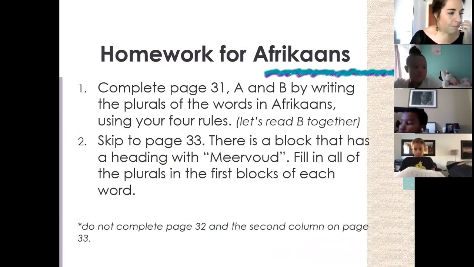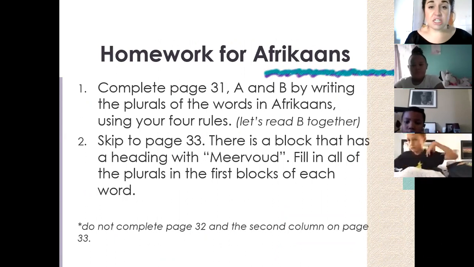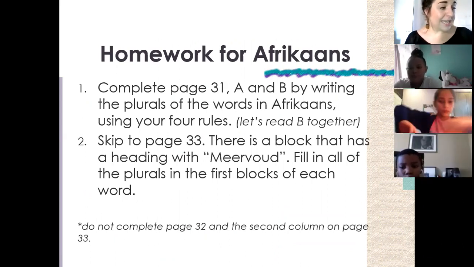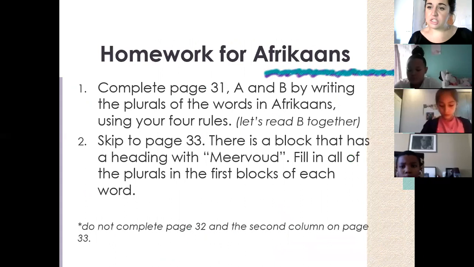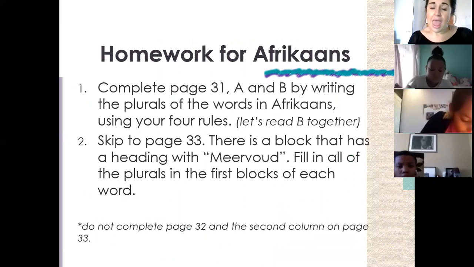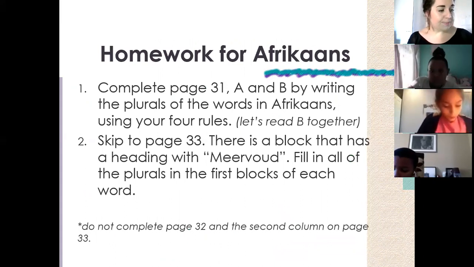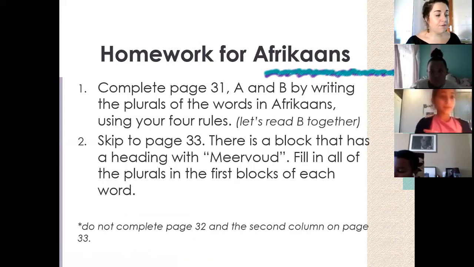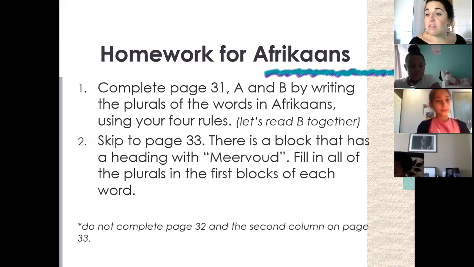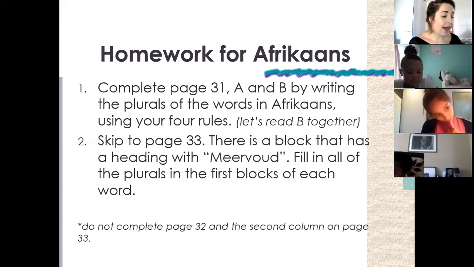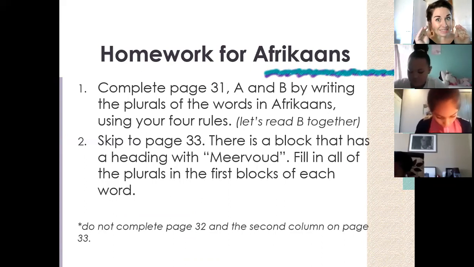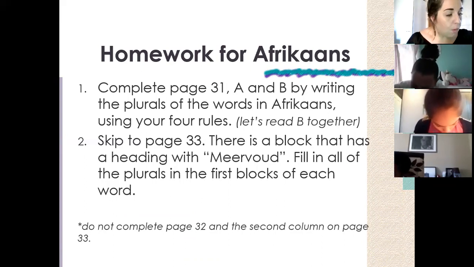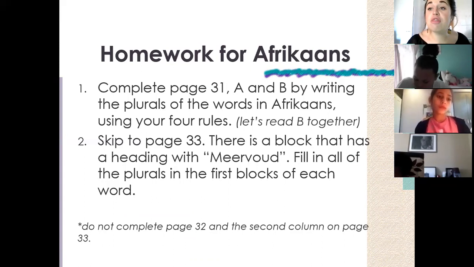Everyone quickly get your highlighter, your color pen. On page 31, you are going to make a star next to A, and make a star next to B. You have to fill in the plural of those words of A and B. A, you fill in the plural of the word next to it on the line. B, you fill in the plural of the word between brackets.